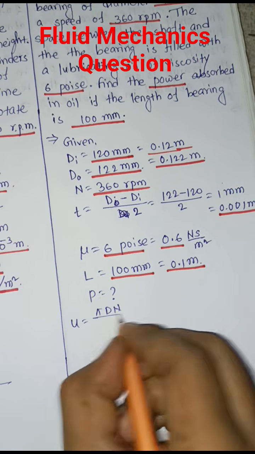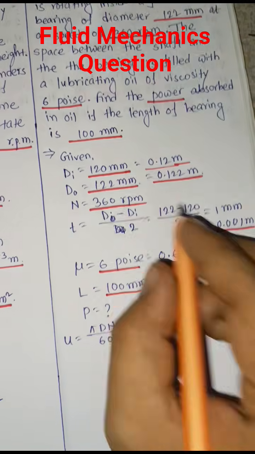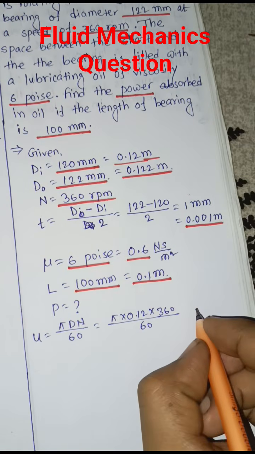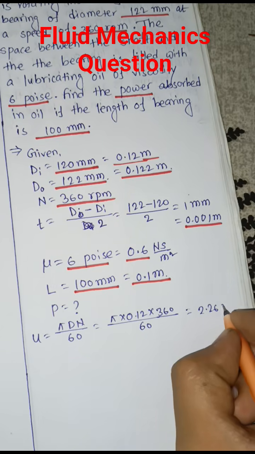The formula is U = pi D N by 60. So what is the value of D? D will be 0.12, and N is 360 divided by 60. From here you get the value of U, that will be 2.26 meter per second.